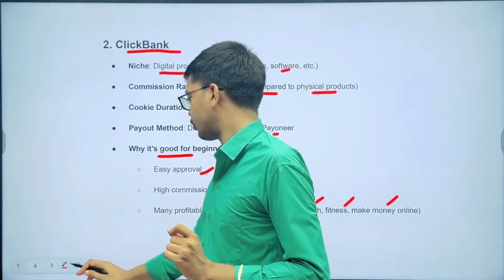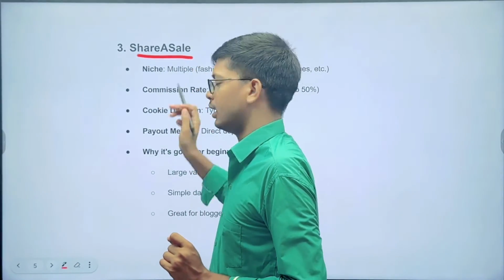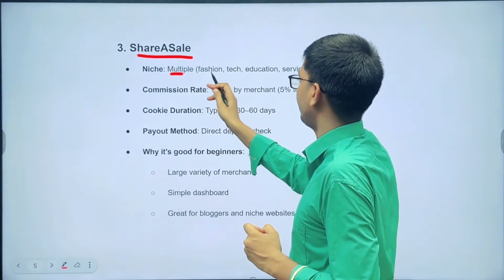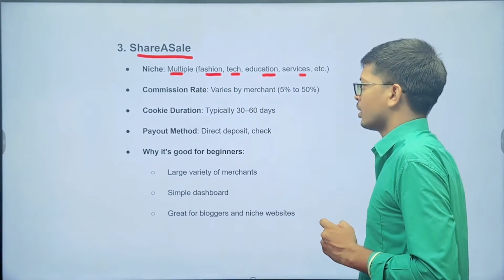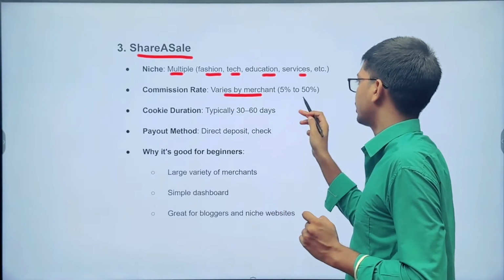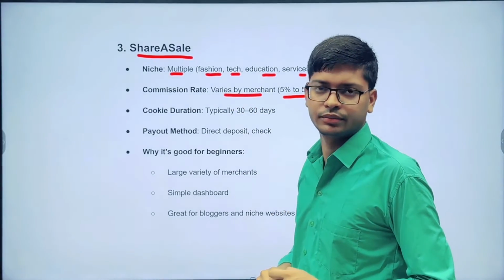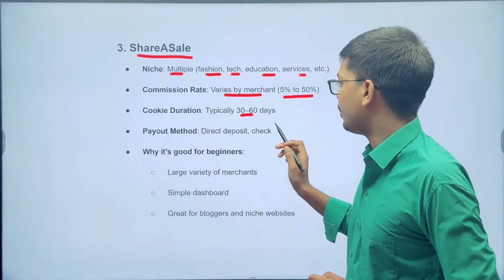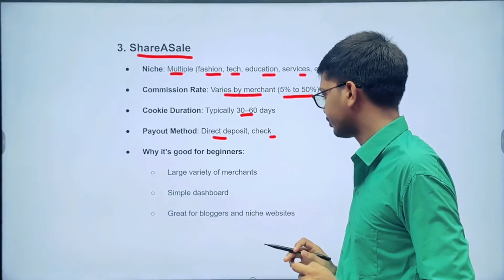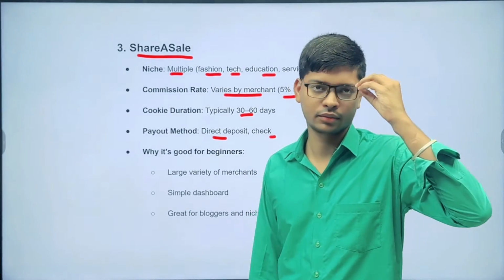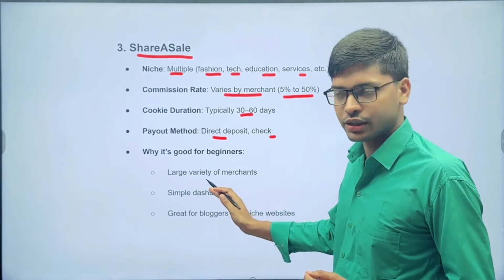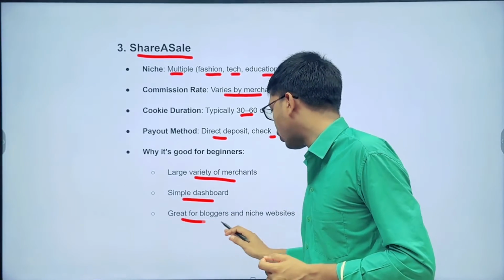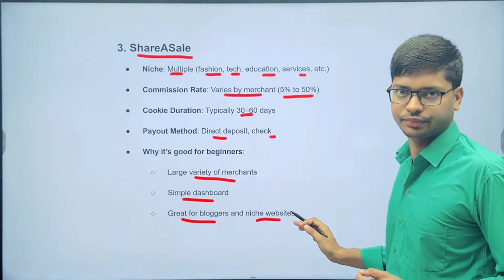Next platform is ShareASale. Niches here are multiple, like fashion, tech, education and services. Commission rate varies by merchant, like 5 to 50%. Cookie duration is typically 30 to 70 days, and the payout method is direct deposit or check. Why is it good for beginners? There are reasons here: a large variety of merchants, a simple dashboard, and it's great for bloggers and niche websites.